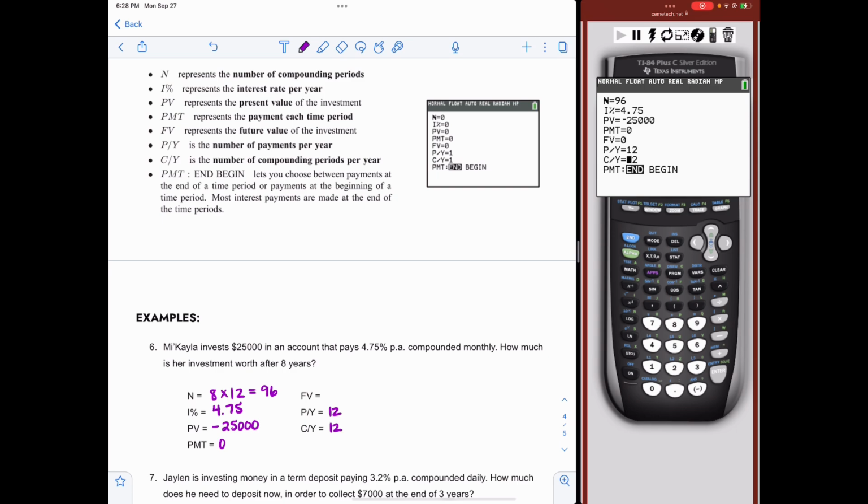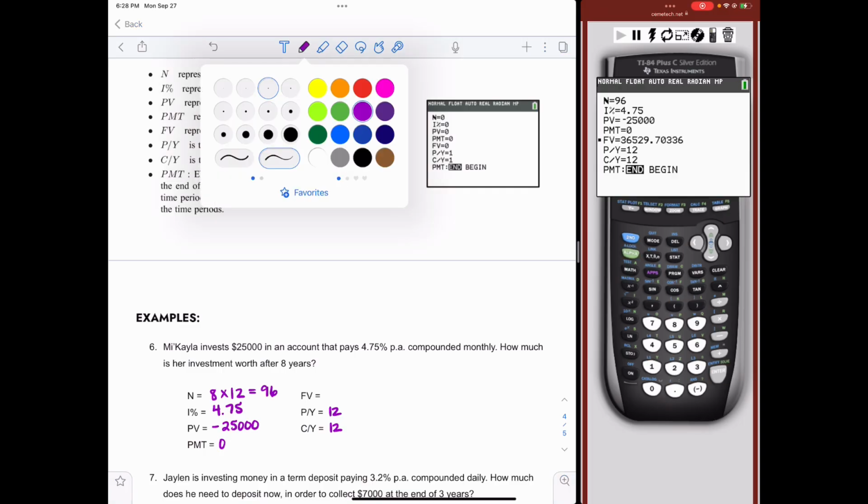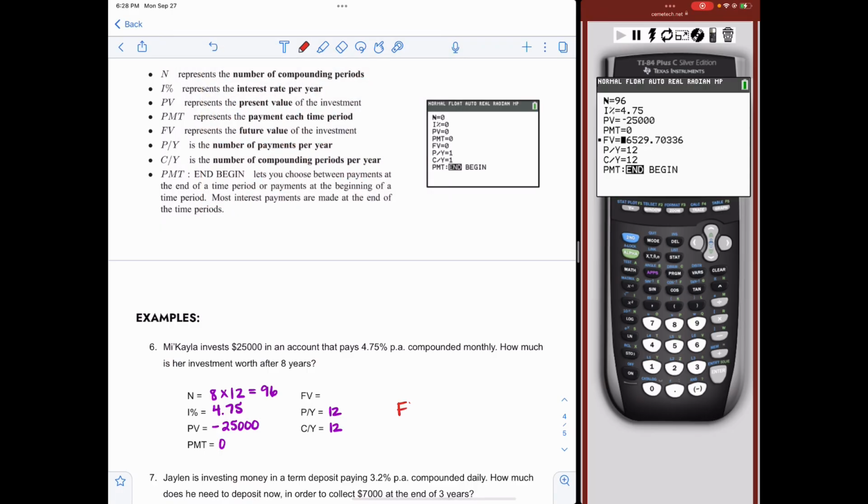So in order for you to solve for the future value, you scroll up to where FV is, you highlight the cell, and then if you look at your calculator at the bottom by the enter key, you will see that it has the word solve written in green. This means that you are supposed to press alpha, enter, and it will solve it for you. So here it is saying that the future value is approximately $36,529.70.